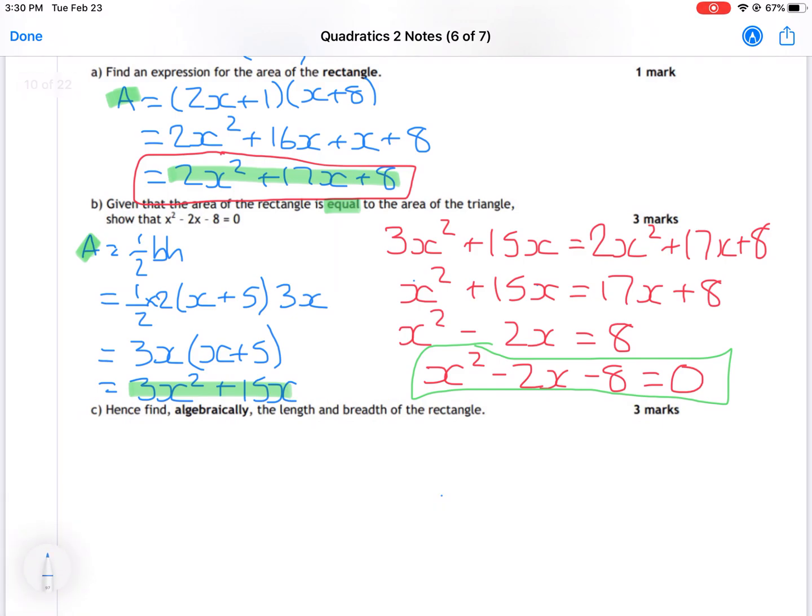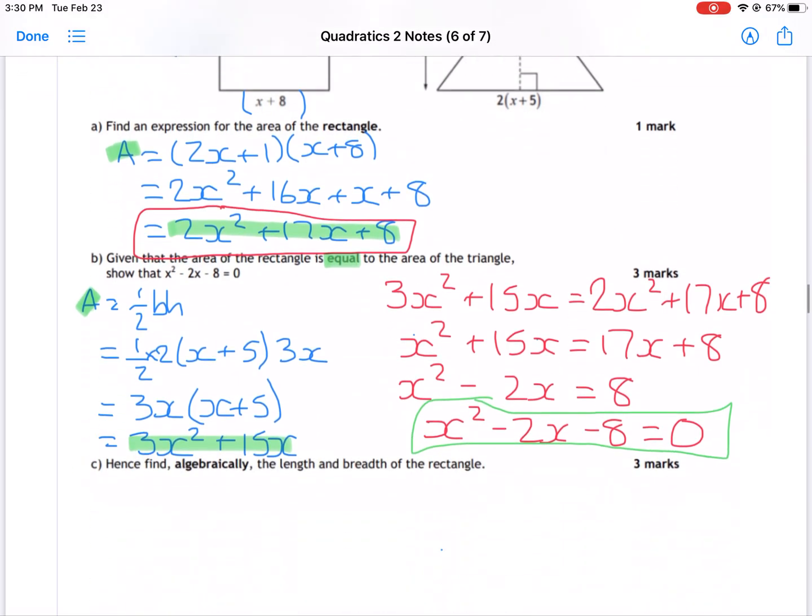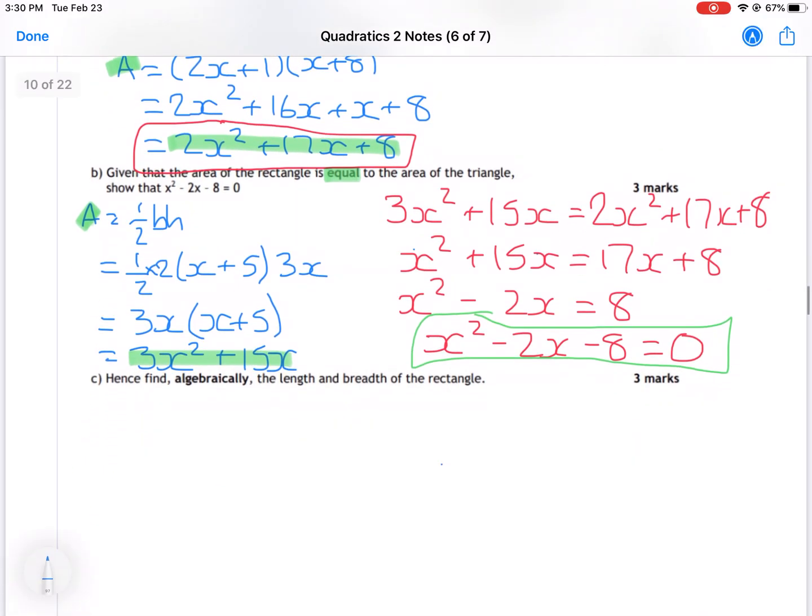Question C asks us to find algebraically the length and breadth of the rectangle. The length and breadth of the rectangle include letters x, which I don't know a value for yet, which means I have to use this expression, x squared minus 2x minus 8 equals 0, to find values of x, which I could use to find the lengths of the rectangle.